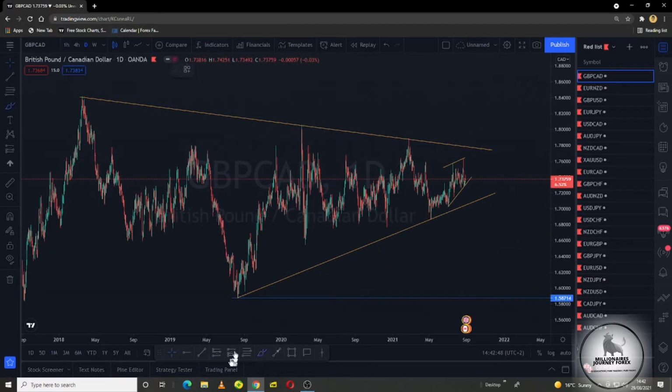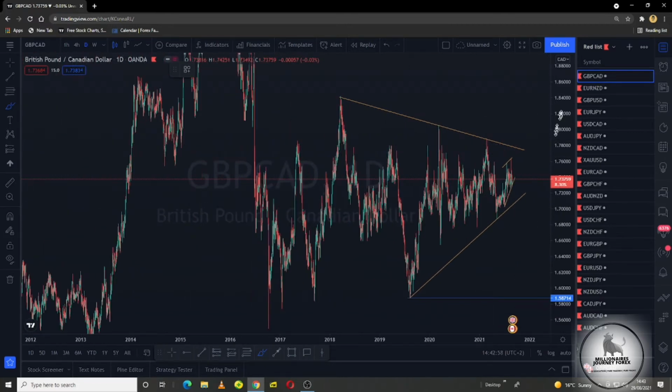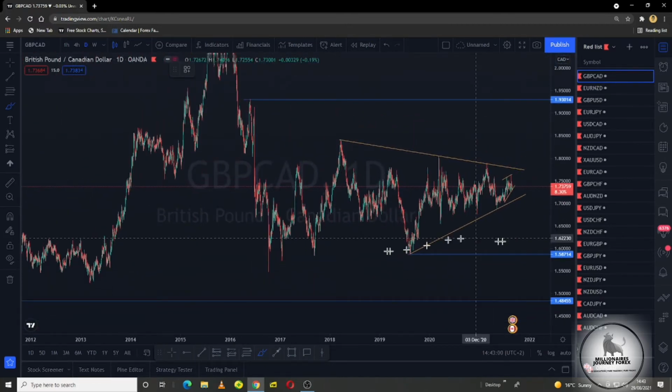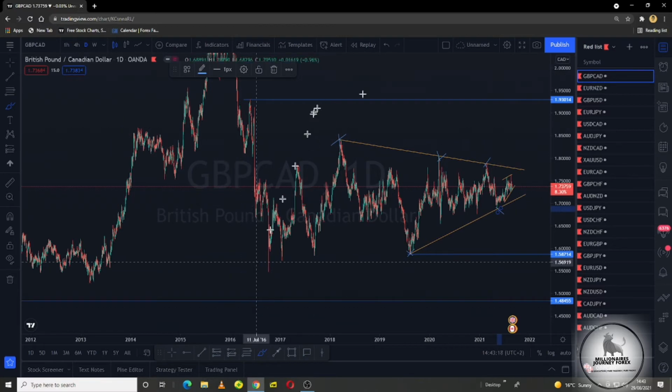What are we looking at on GBP CAD? We are looking at the daily time frame. As you can see, we have a pattern here, a triangle pattern. I've confirmed this pattern because we had touch 1, then touch 2, then touch 3, and on the downside we had touch 1 and then touch 2. So this confirms that we have a pattern.